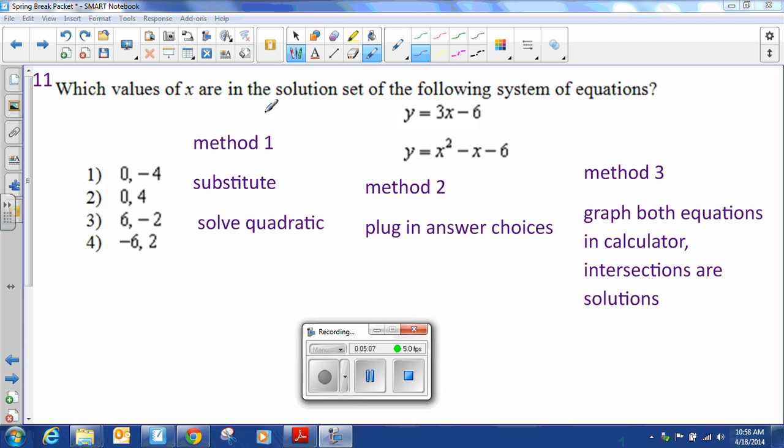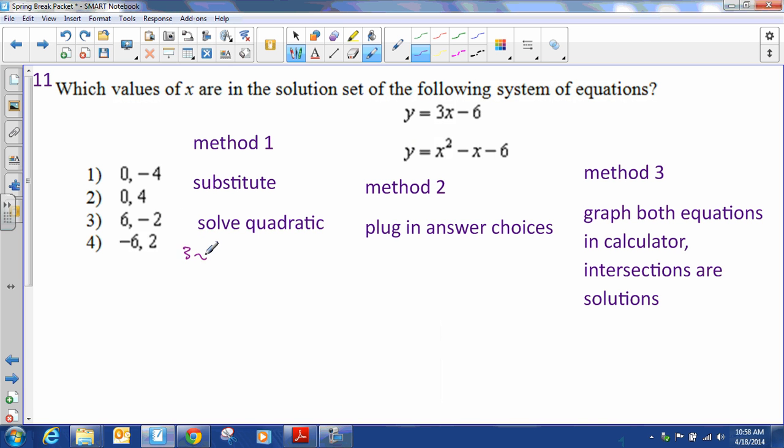Number 11, you really have three options. Method 1, you substitute, you solve the quadratic. Now you're lucky because both of these equations are already solved for y, so you just set 3x minus 6 equal to x squared minus x minus 6, and then solve algebraically.